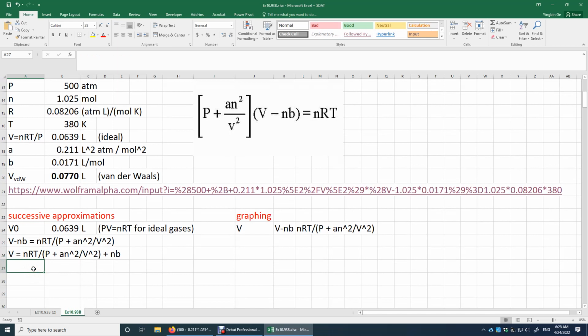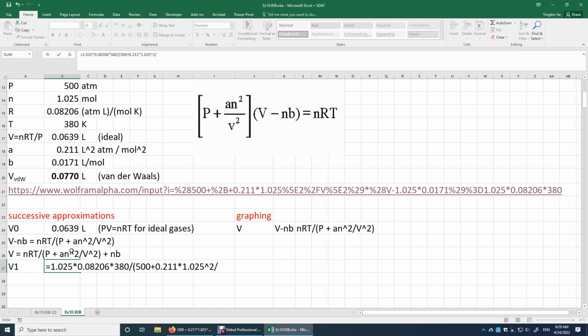Now we're going to make successive approximations, all right? V0 is our initial approximation, and then this is the first approximation after the initial approximation. What I will do is use this equation. n is 1.025, and this is nRT divided by pressure plus a. a is 0.211, it's given to you, times 1.025 squared over volume squared.